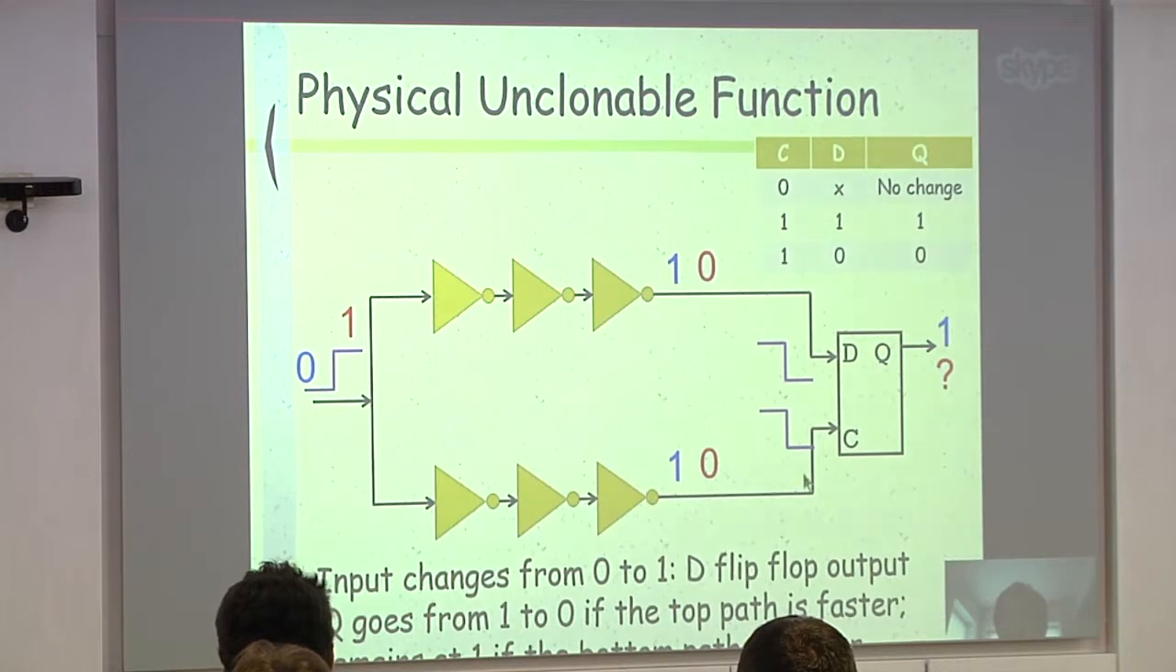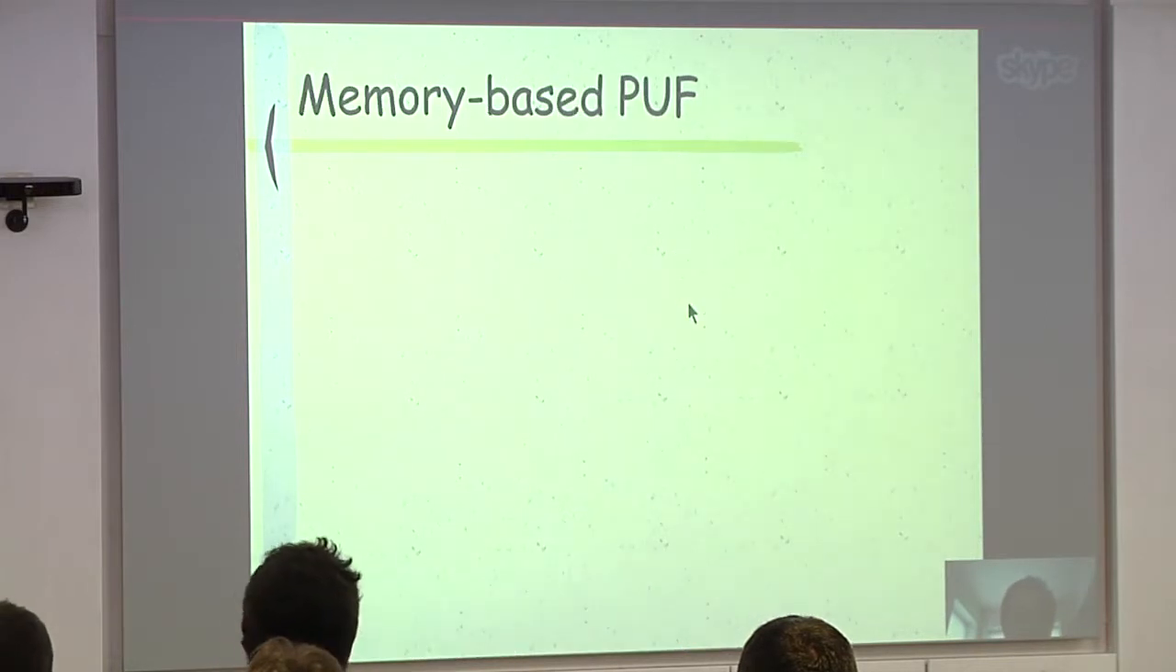However, if the bottom one comes earlier, so this one comes to a 0 first, so it becomes a 0, and then I'm not going to care what you have here, because this is already a 0, so there's no change. So this basically tells me that because of these variations, the timing and delay variation, if I change this signal from 0 to 1, the flip-flop content can be either 1 or 0. That depends on variations. So that is the bottom line about the physical unclonable function.